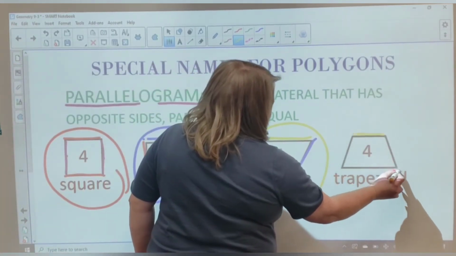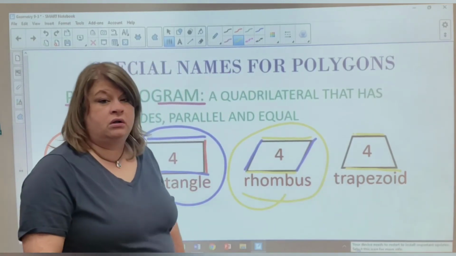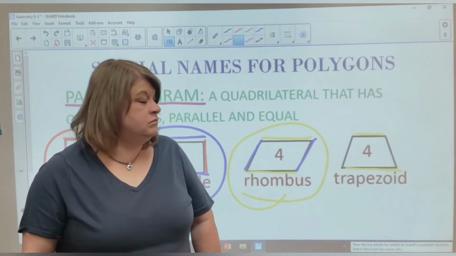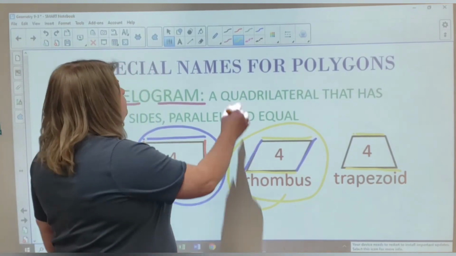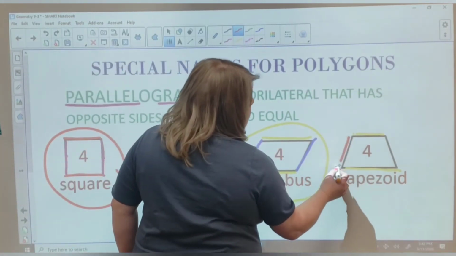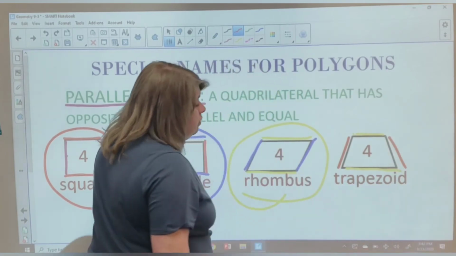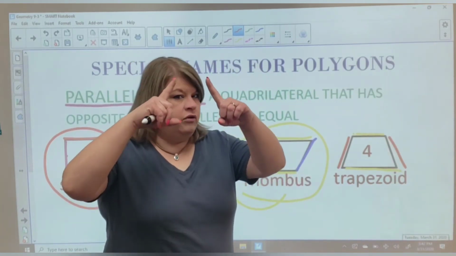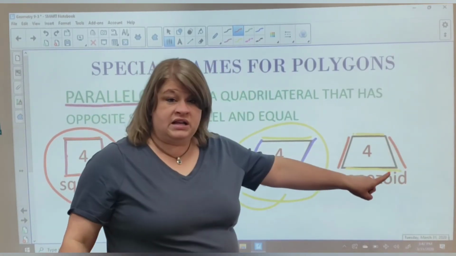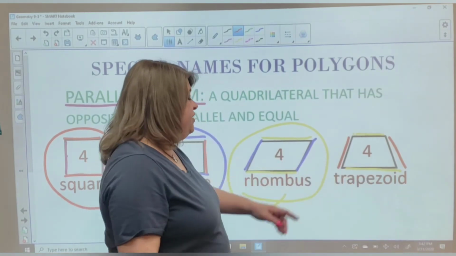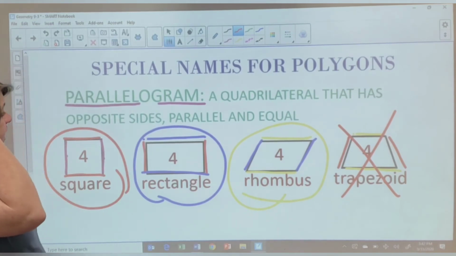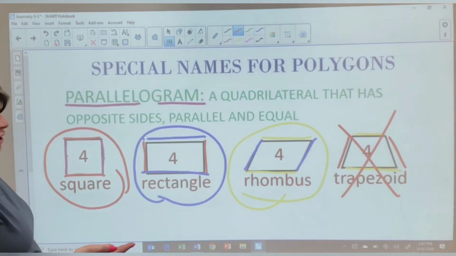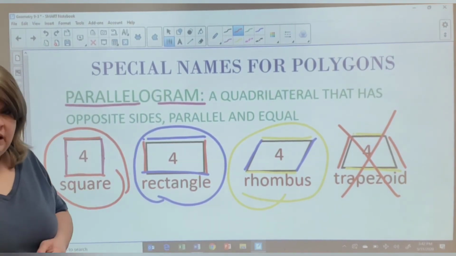Is this side parallel and equal to that side? Well, they're parallel, but are they the same size? Nope. Is this side parallel and equal? Are they parallel? No, they're going to cross. Are they equal in size? Well, they are. But this one is not a parallelogram, because it's not parallel and equal.